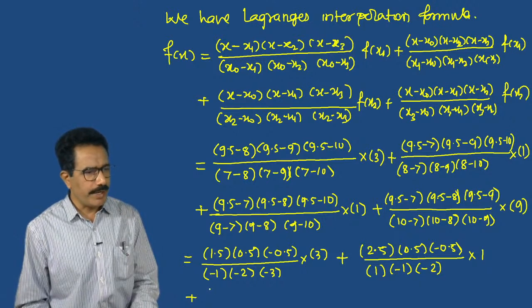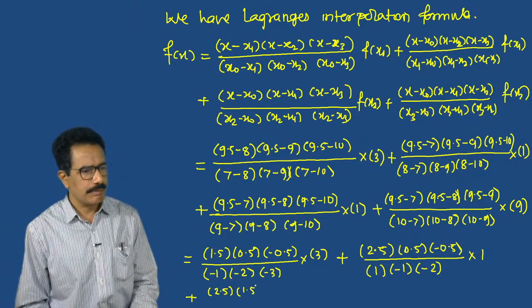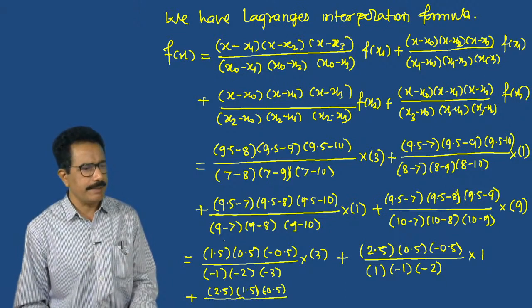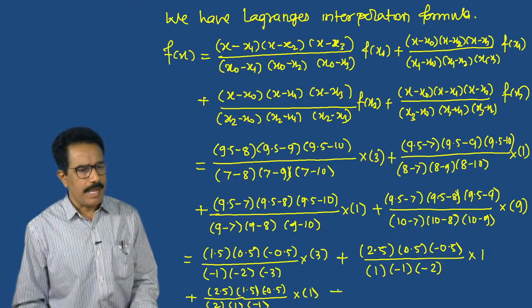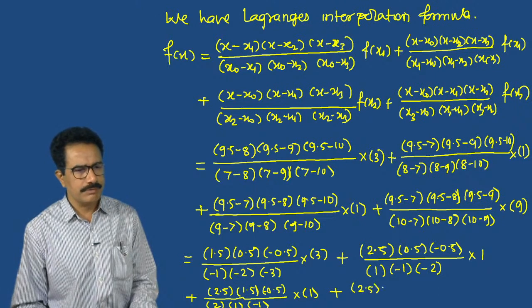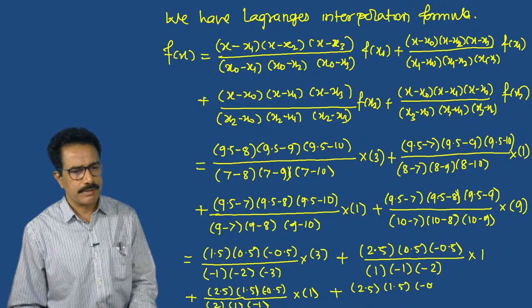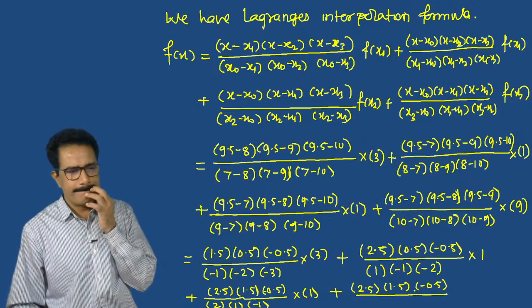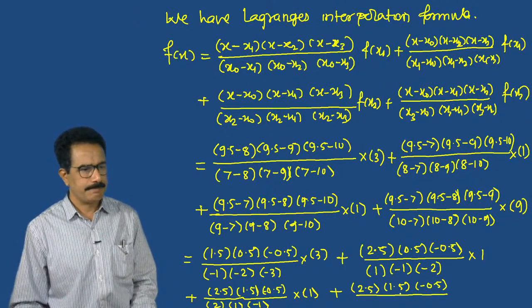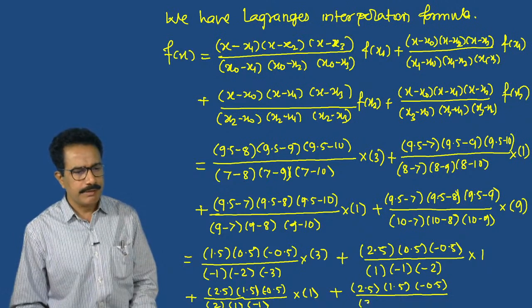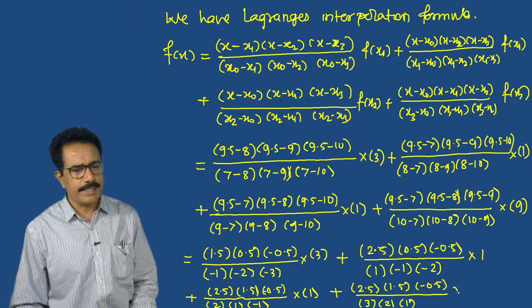2.5, 1.5, 0.5, minus 0.5 divided by 2, 1 minus 1 into 1, and the last term will be 2.5, 1.5 minus 0.5 divided by 3, 2, 1 into 9. Is it okay?